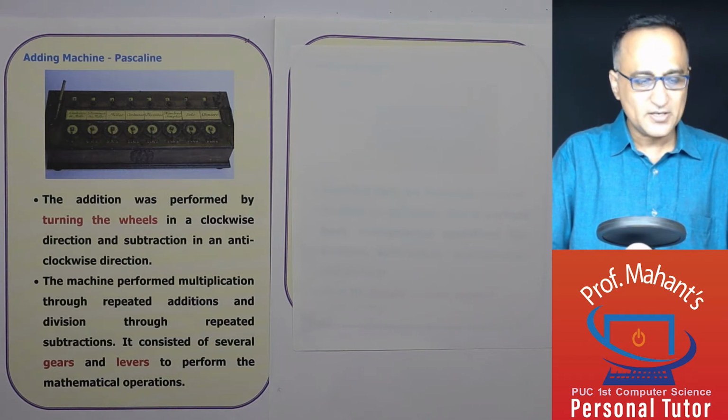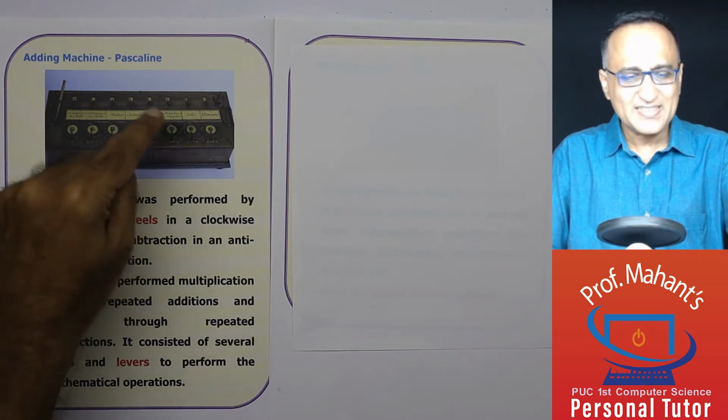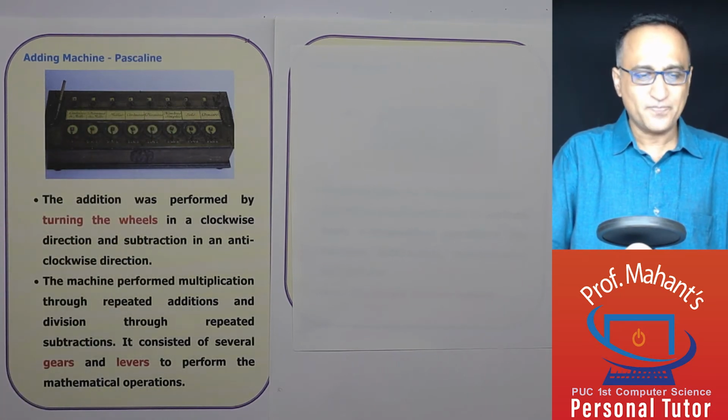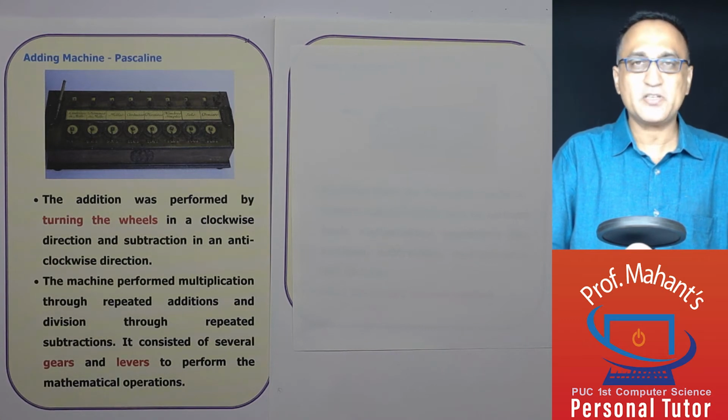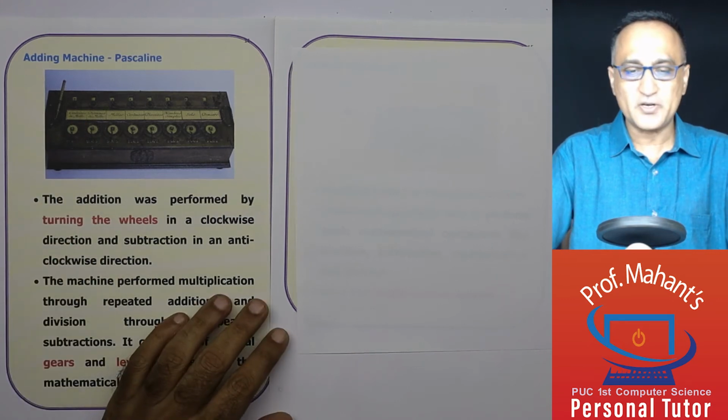division through repeated subtraction. It consisted of a number of gears and levers internally. An interesting thing about this Pascaline machine was that it used the decimal number system to do all the arithmetic operations.